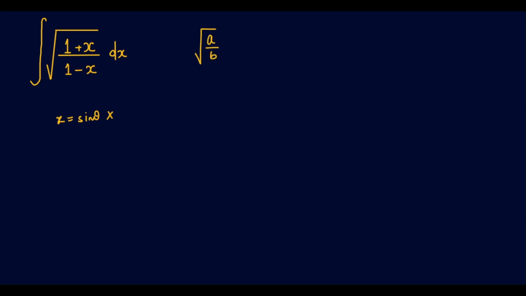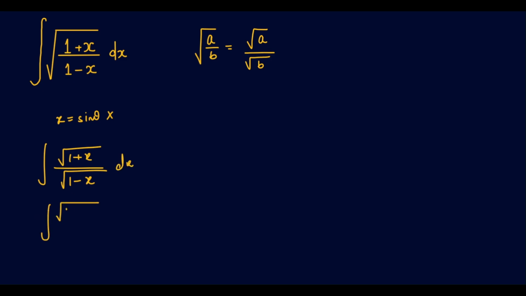First one, that is written as root of AB. We can write it into separate form, that is root of A, root of B. So here you will write it like this, root of 1 plus x, and you will write root of 1 minus x dx. Now what we will do, we will write root of 1 plus x and take one more 1 plus x like this, and in the denominator you will write 1 minus x. Since you are multiplying 1 plus x, you will multiply 1 plus x in the denominator.